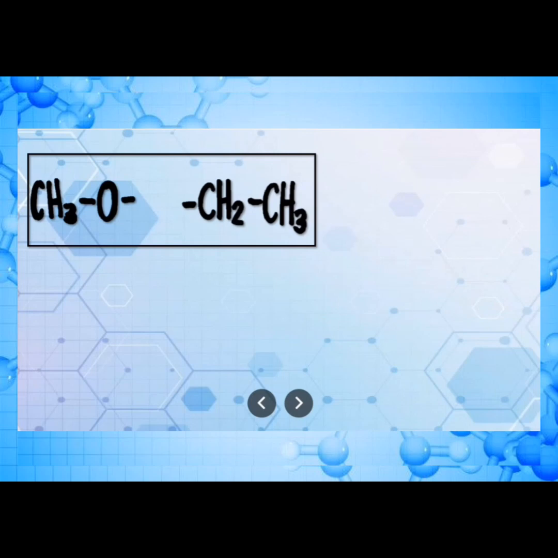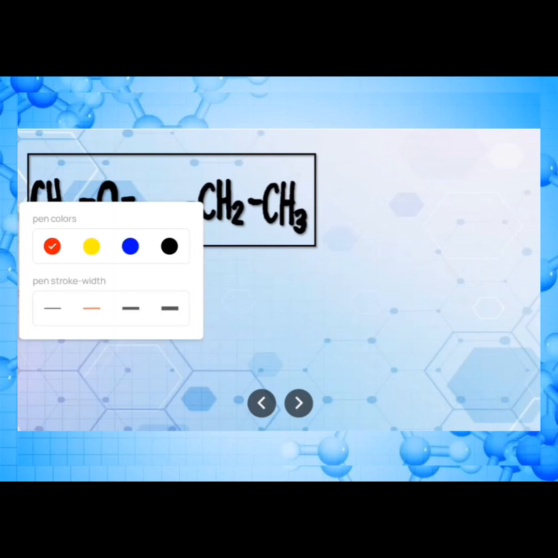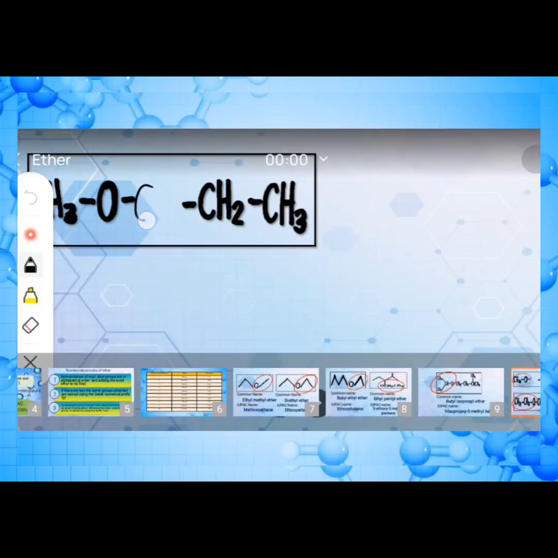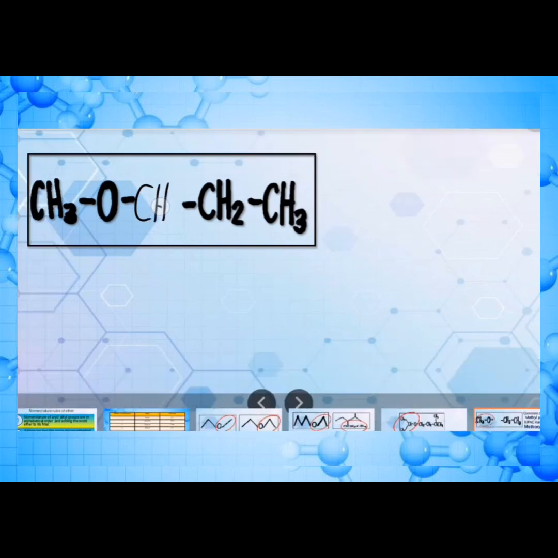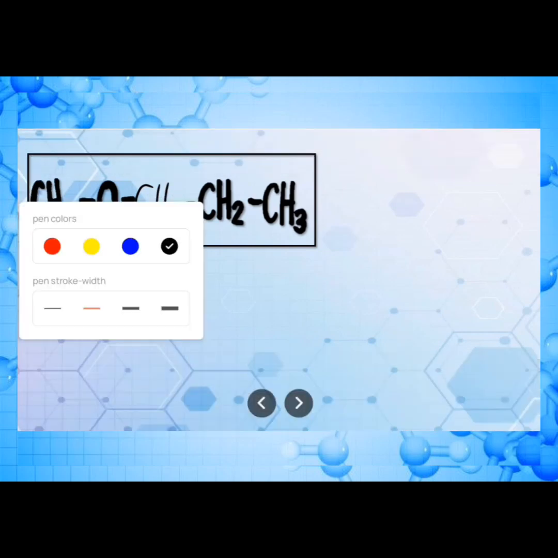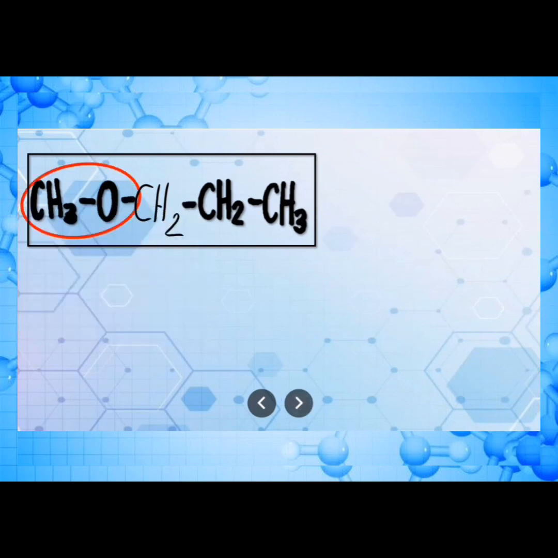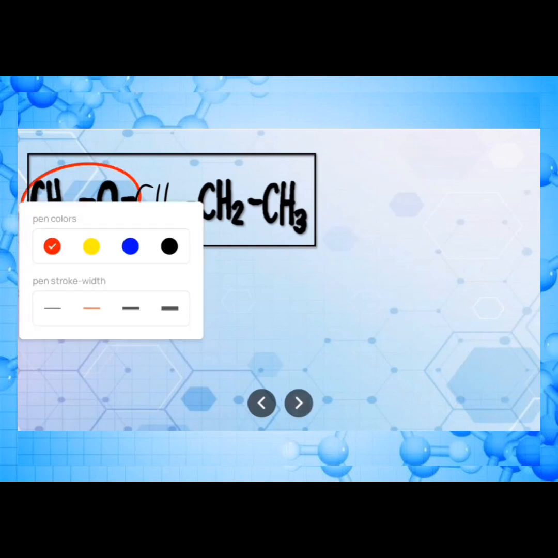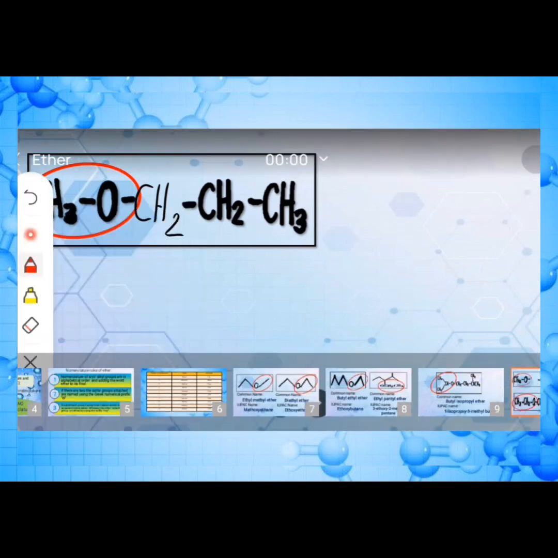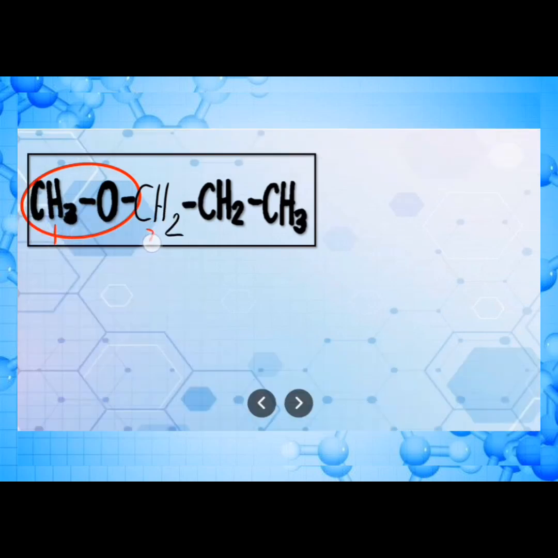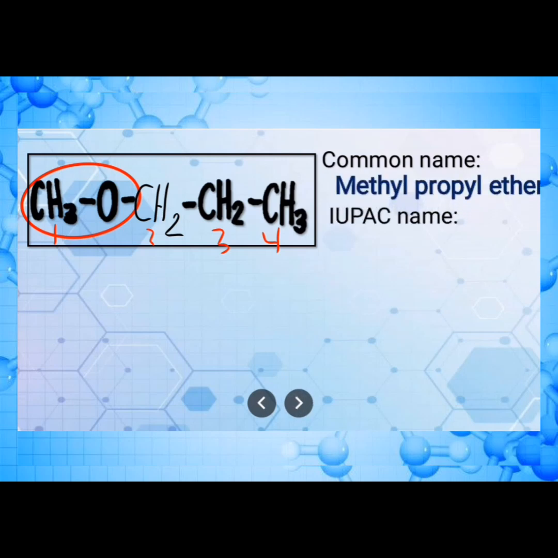And now let's proceed to another example. My corrections, we have here the CH2 here. It is a technical error in making the PowerPoint. Then again, count the number of carbons: 1, 2, 3, and 4. In the left side, there is only one carbon, so our common name will be methyl propyl ether.